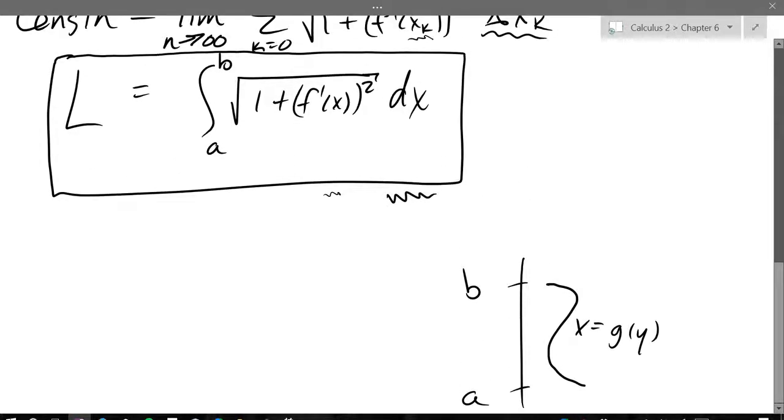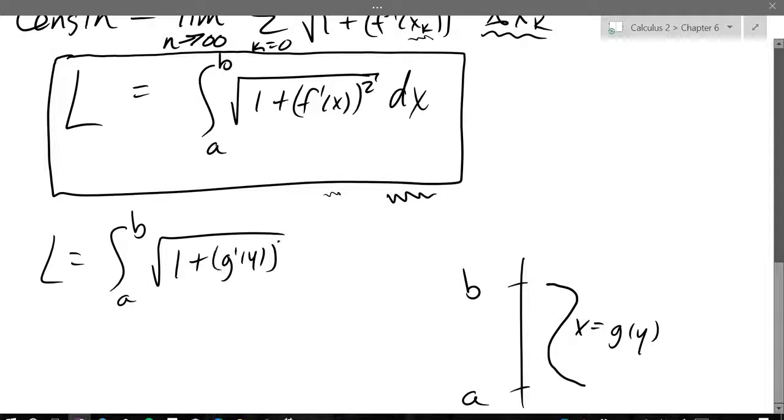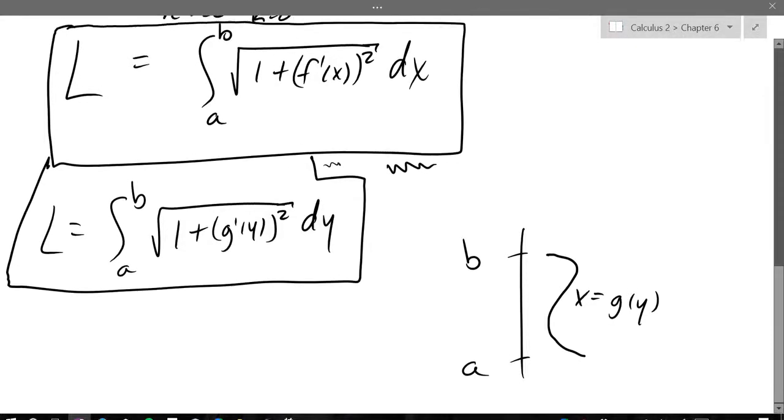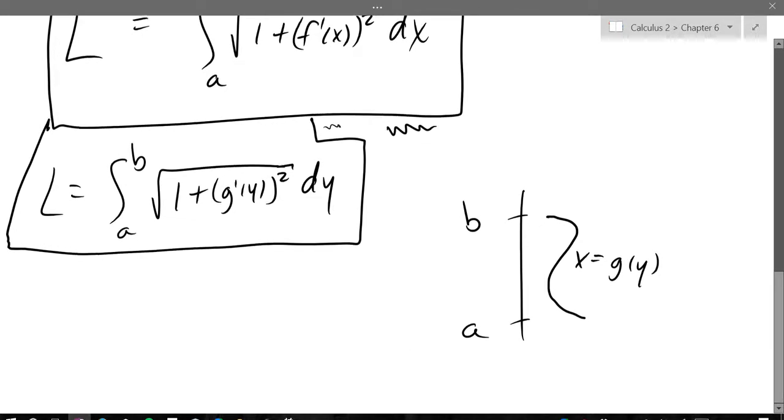So this is your situation. Your arc length is going to equal the integral from a to b. Everything's the same, except instead of f prime of x, our function is g and our derivative will be g prime of y. Still have to square it, and we have a dy. So basically x and y are trading places, and I just named the function g instead of f. That's pretty much all there is to it for arc length.